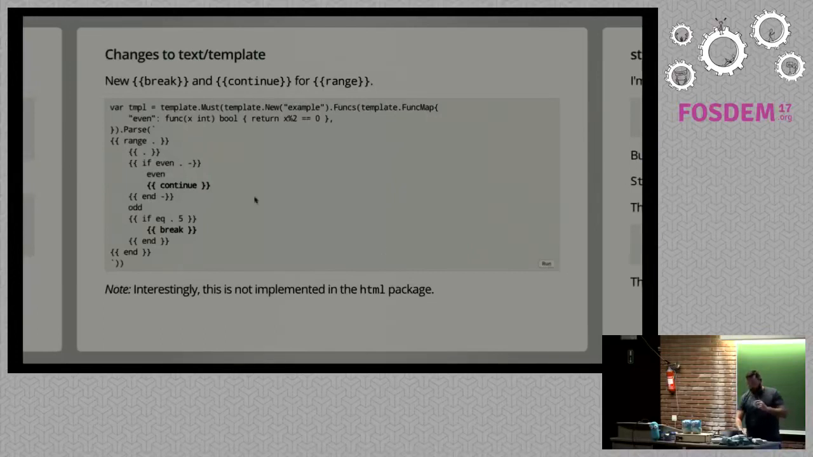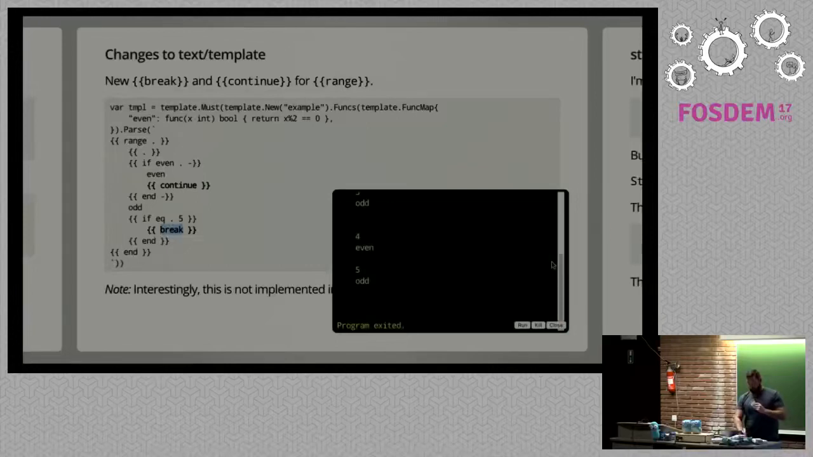So this, I'm ranging from 1 to 10. And what I'm saying is, if it's even, print even and continue, which means that it will not print odd. Otherwise, it will print odd. And when we get to 5, we'll break and finish the loop. So if we print this, we get odd, even, odd, and we're done.